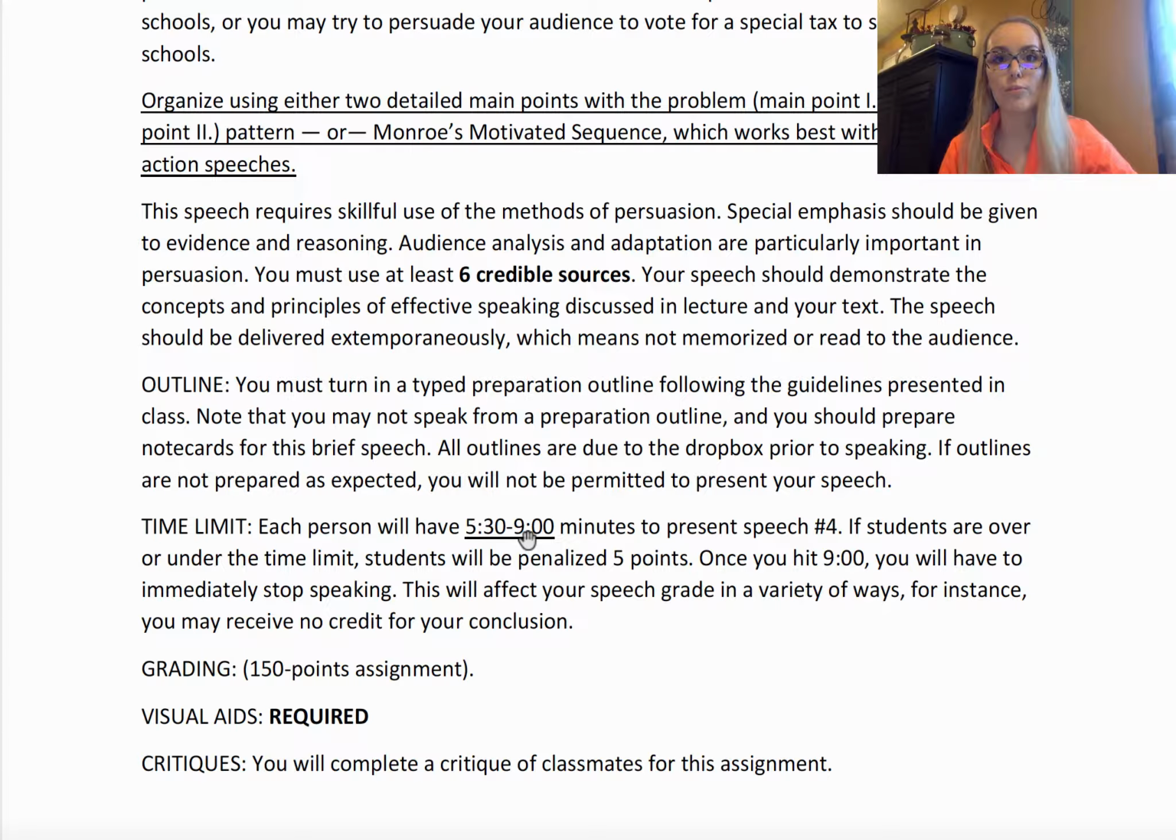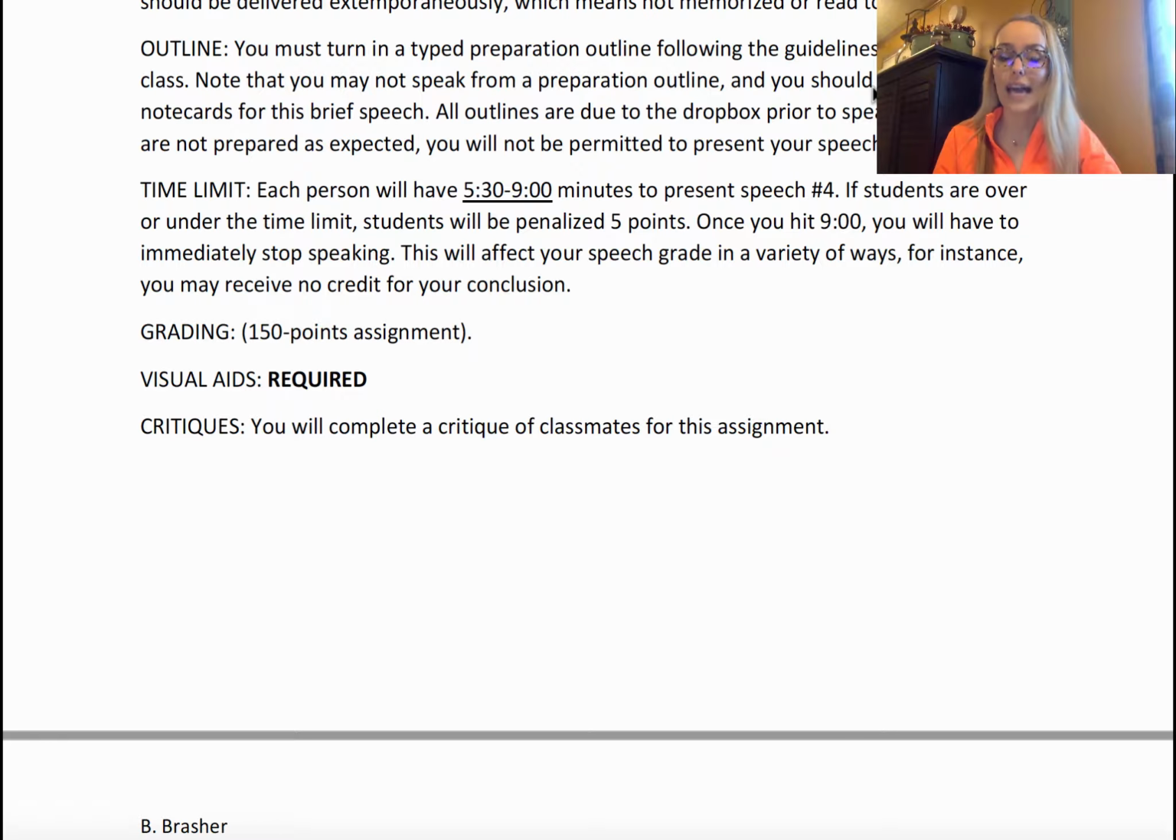wiggle room on either side of the time frame, knowing that you will be deducted points if you're over or under and asked to stop speaking at 9 minutes, especially because 9-minute speeches get a little bit long for all of us to be online for that big chunk of time. Also, guys, visual aids are required for Speech 4. So we're putting together everything we've learned for this final Big Kahuna Speech 4.